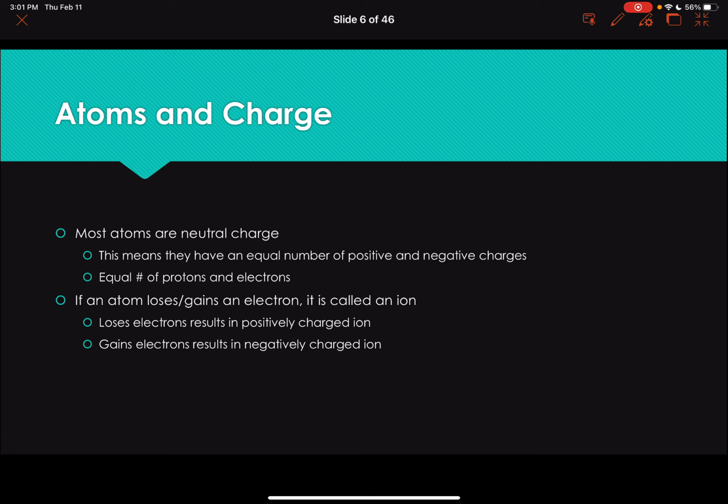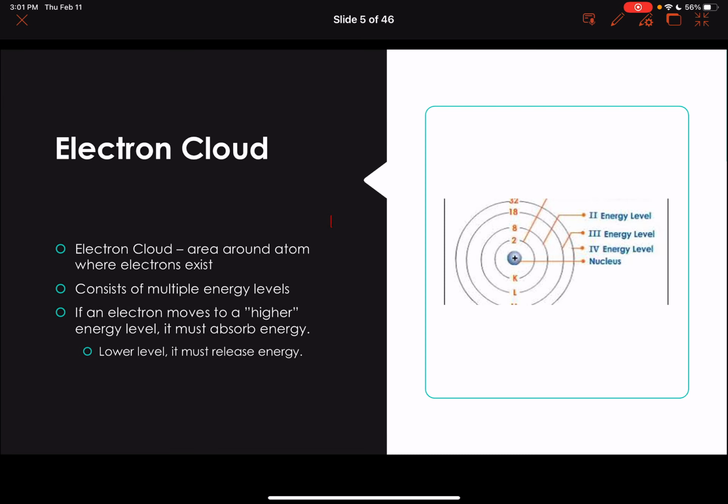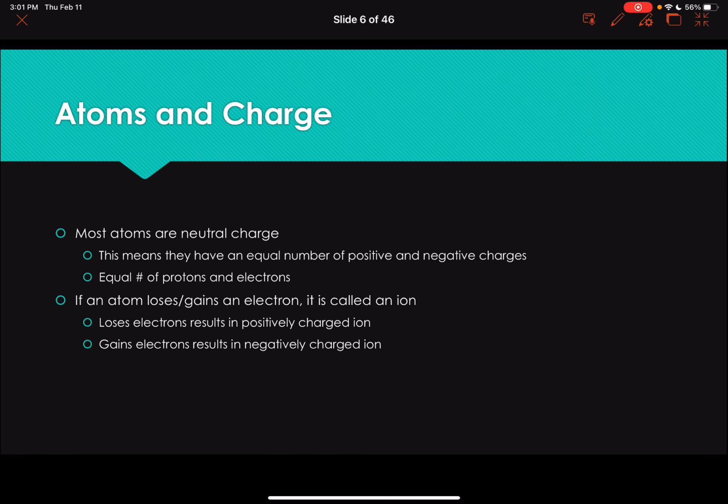Okay. Atoms and charge. So most atoms are neutral charge. They have an equal number of positive and negative charges, okay? Which means they have an equal number of protons and electrons. However, an atom can gain or lose an electron. It's called an ion. Hopefully you've heard of this term before from chemistry. If we gain or lose an electron, we have a positive ion or a negative ion.